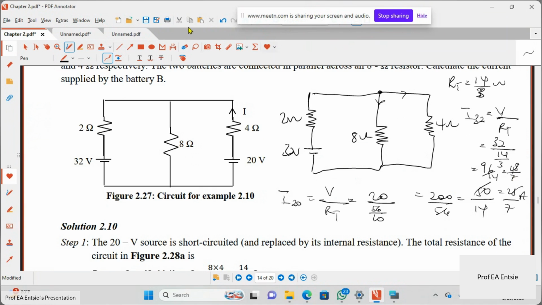So I have 48 out of 7 as my current caused by the 32 volt acting. So it is 48 out of 7 because it was 96 over 14 amperes.